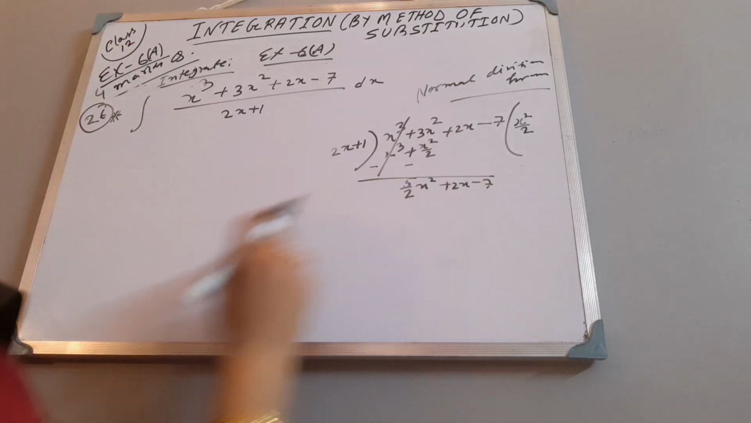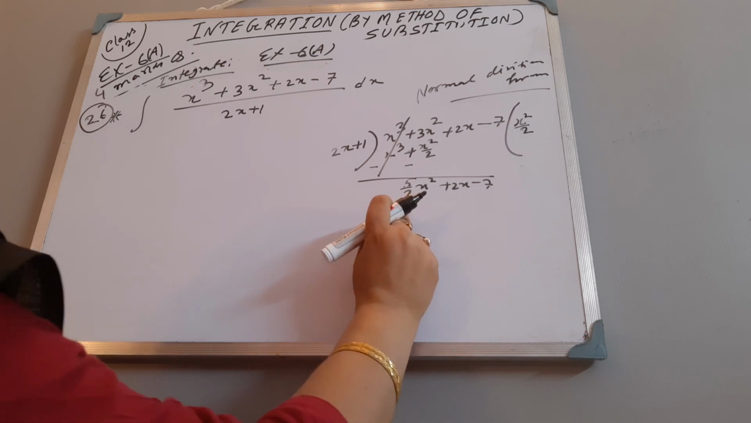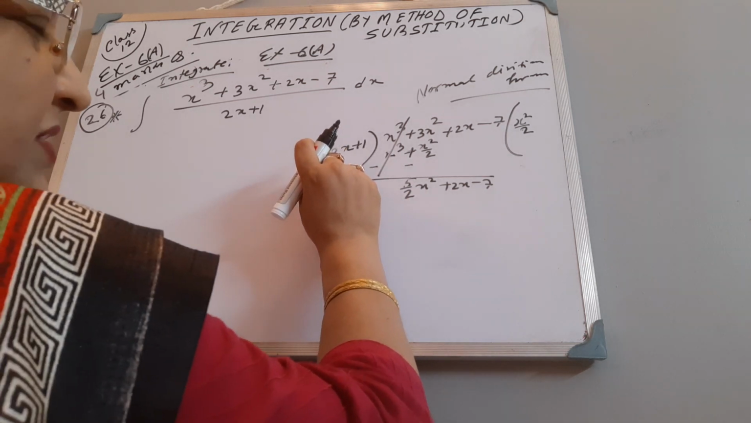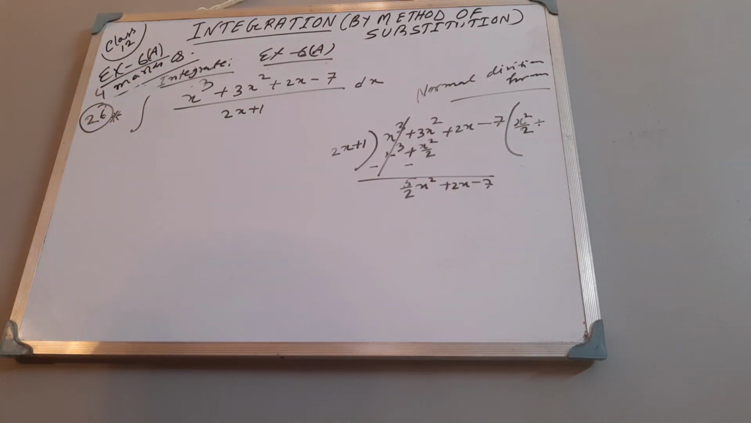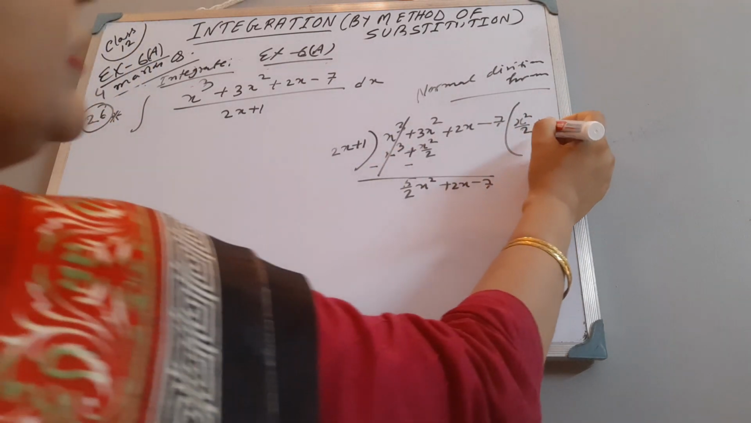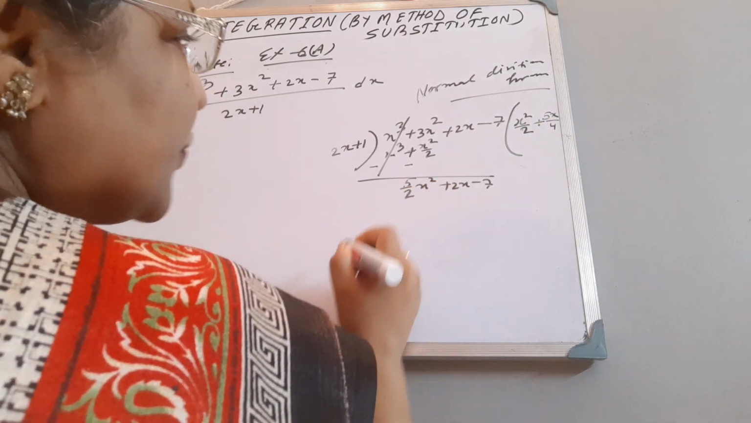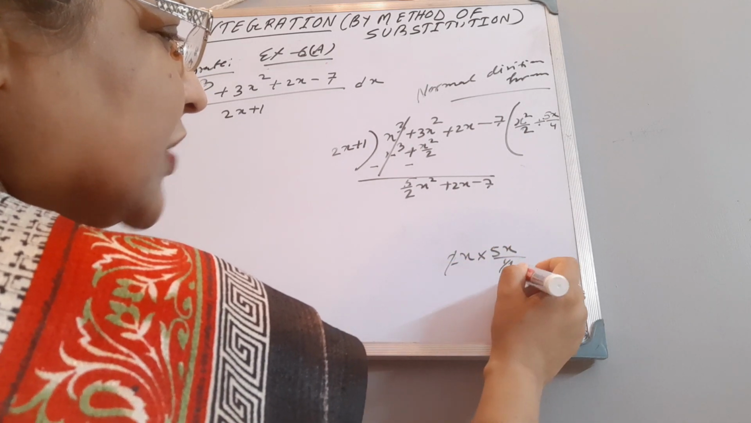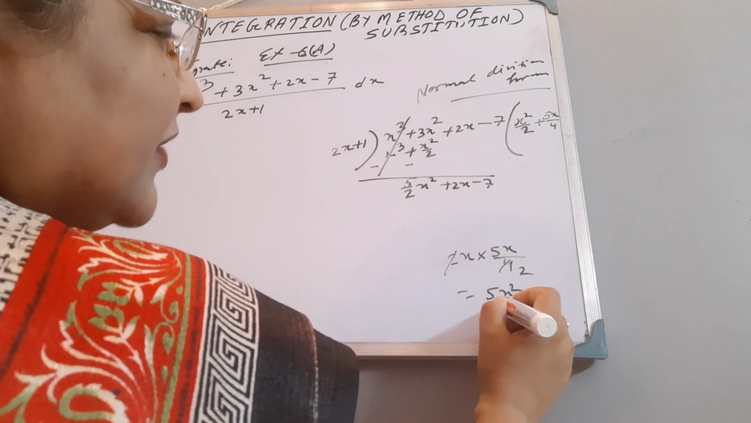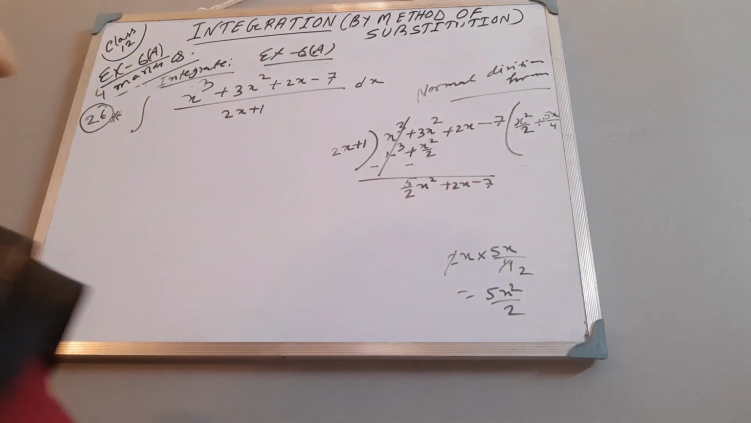Now in this expression, the first term is 5 by 2 x square. The coefficient is 5 by 2 and here it is 2x. So we have to multiply by 5x by 4 to get 5x square by 2, as 2x into 5x by 4, 2 twos are 4, is coming 5x square by 2. Okay, so we have to multiply this by 5x by 4.